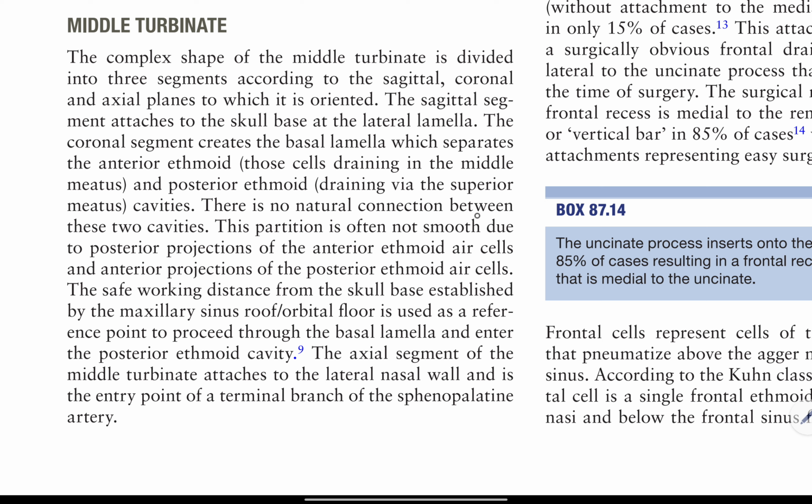There is no natural connection between these two cavities. This partition is often not smooth due to posterior projections of the anterior ethmoid air cells and anterior projections of the posterior ethmoid air cells. The safe working distance from the skull base established by the maxillary sinus roof or orbital floor is used as a reference point to proceed through the basal lamella and enter the posterior ethmoid cavity.